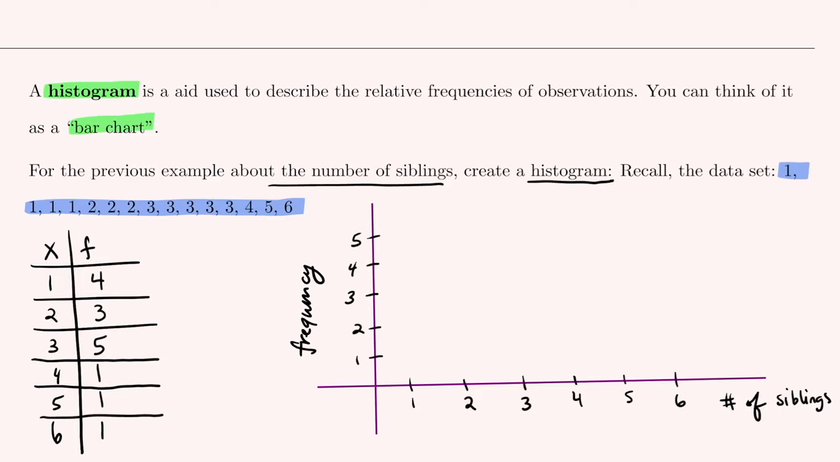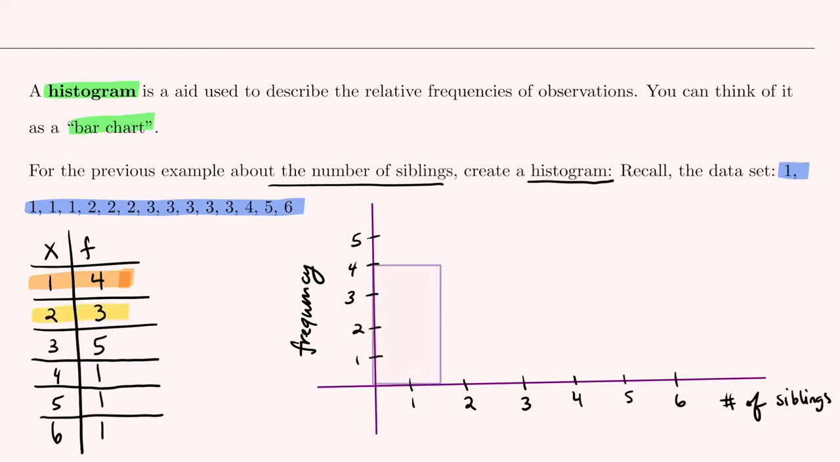And then to complete the histogram, we give the bar chart aspect of it. So we see if we had one data item, the frequency was that it occurred 4 times. So we can show that with the bar chart where we go from 1 to about halfway between 1 and 2, and then our bar chart should rise to height 4.